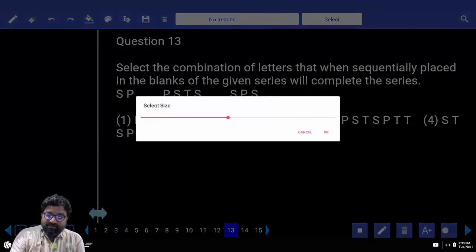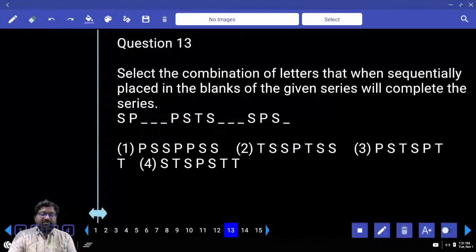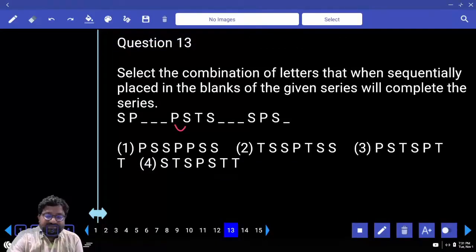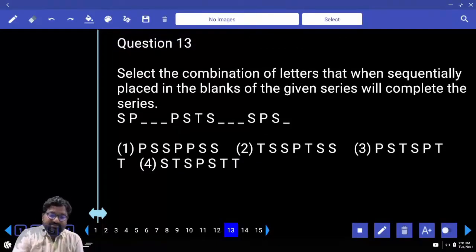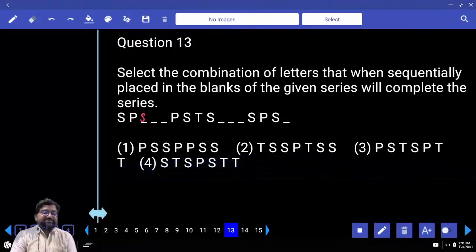Next, whenever you come across this alphabetical series, I always suggest we check whether there is a blank after P. So we'll search whether I can find P somewhere else. I found P here and after P I have S. And after P also I have S. So surely I can go for S here.